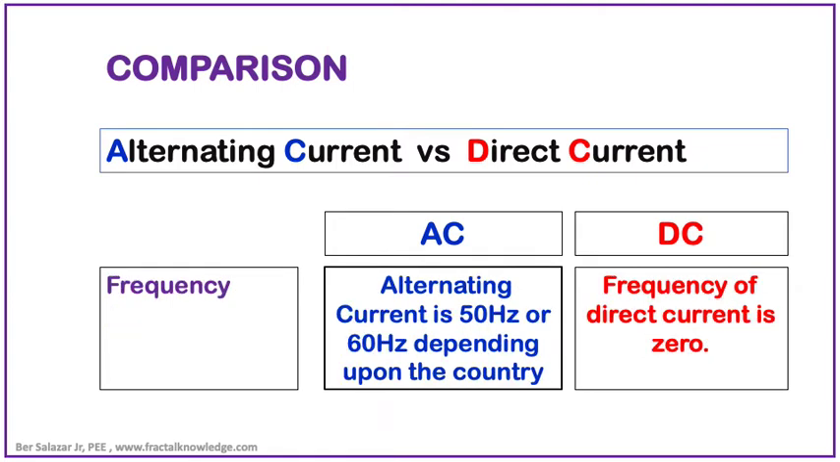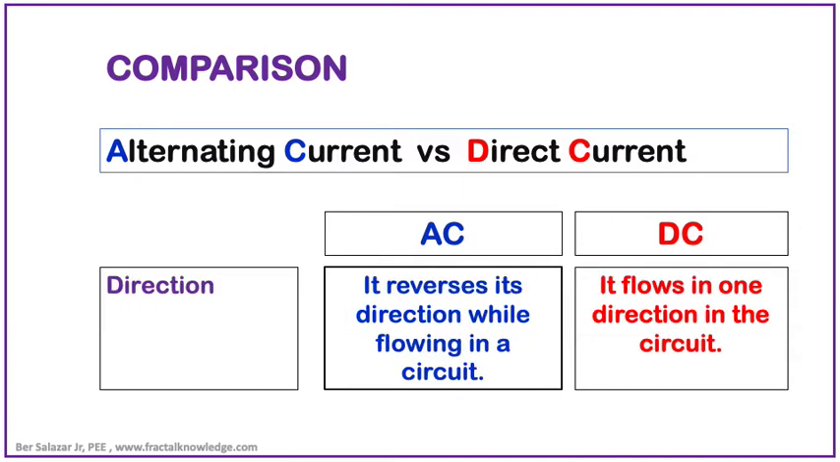In terms of frequency, AC is 50 Hz or 60 Hz depending on the country of use, while DC has no frequency. It should be clear to you the property of direct current. Mostly, these differences are sometimes included in the board exam questions.